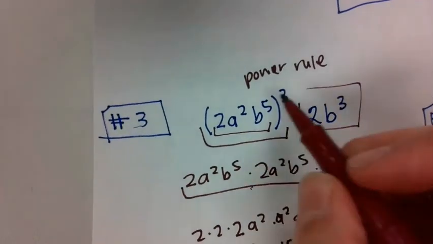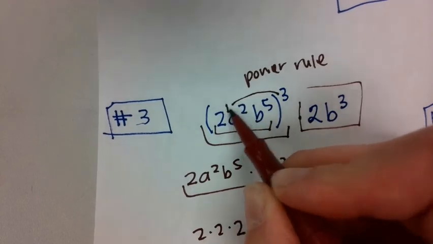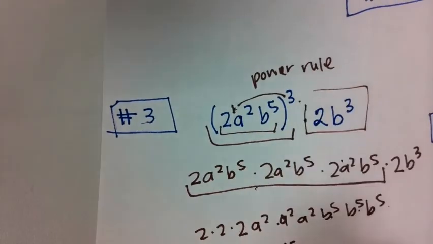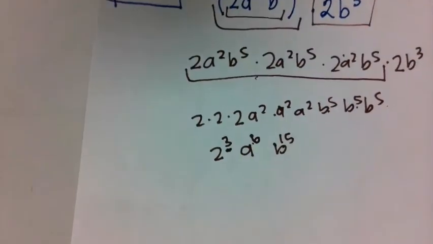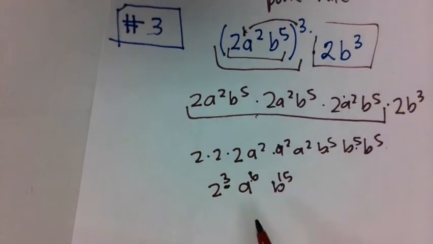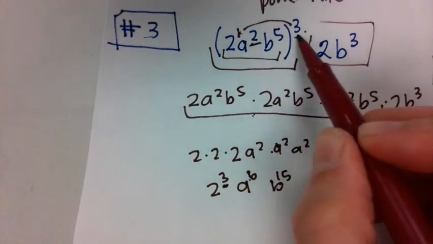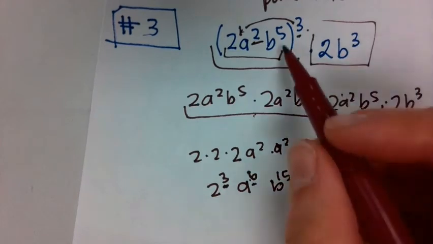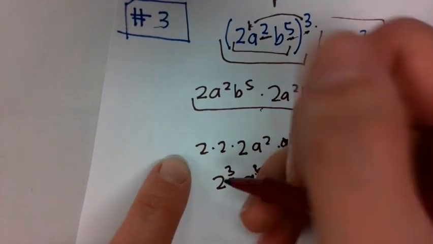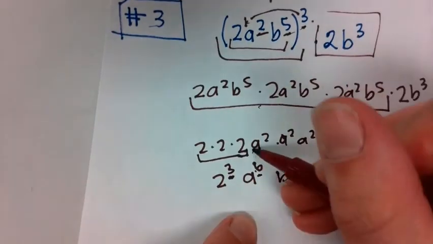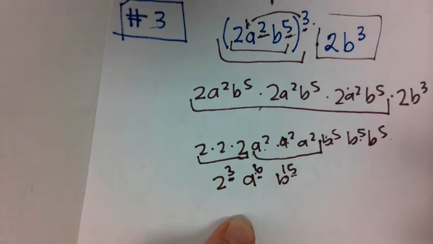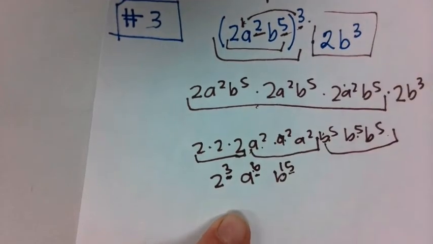Remember how the power rule is. Everything gets raised to the third power. 3 times 1 is 3. 2 times 3 is 6. 5 times 3 is 15. So notice in my work, there's 3 2's, there's 6 A's if I add up 2 plus 2 plus 2, and there's 15 B's if I add 5 plus 5 plus 5.